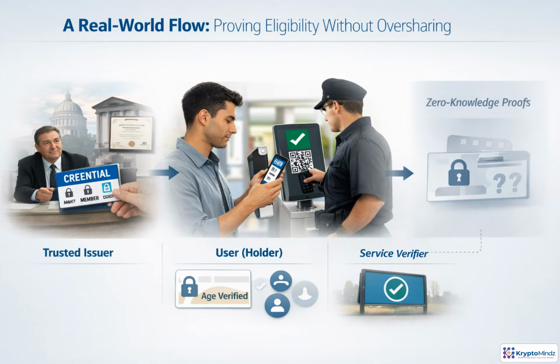Here's the pattern in practice. A trusted issuer creates a credential for age, membership, license, or certification status. The user holds it in their wallet and controls when it is shared. When a service needs eligibility, the user presents a proof, not necessarily the whole credential. The verifier checks that proof and grants or denies access. Later, zero-knowledge techniques make this even stronger. Prove over 18 without exposing the full birth date.